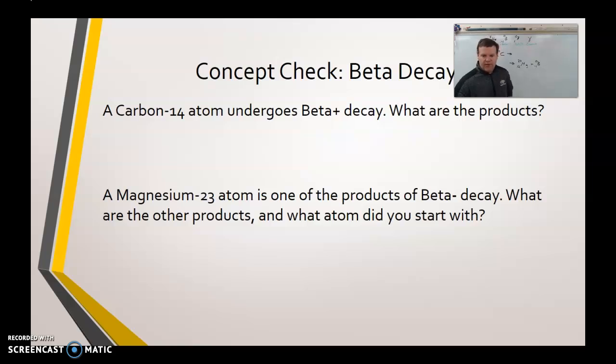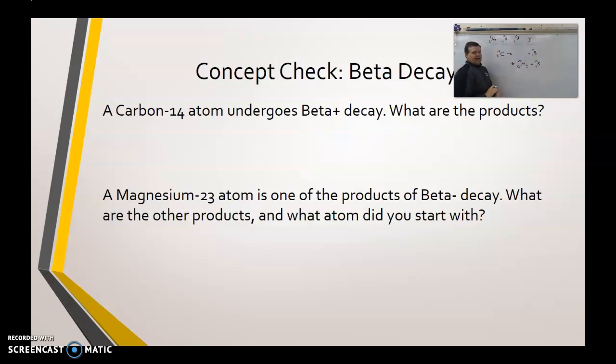All right, so here we go with our reaction. So the first one, we're going to have a carbon-14 doing a little different decay. We know that it's going to undergo a beta plus decay. So that means that we can pick our beta plus particle, or a positron. So we've got a 0 and a 1.